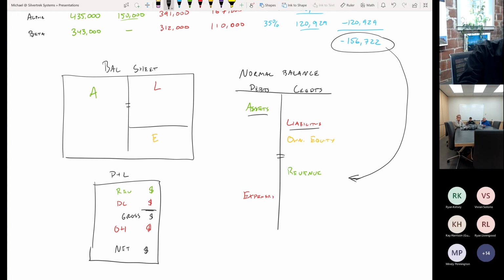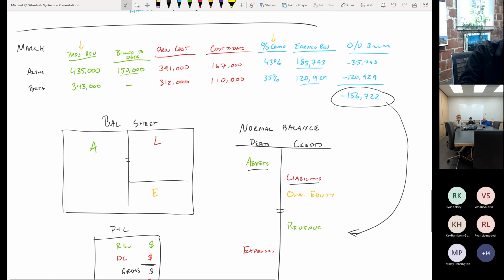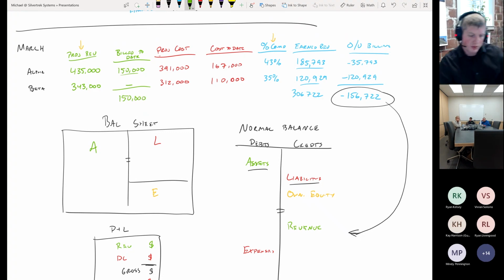So in the case of this $156,000, we can see that we only billed 150, and yet we were supposed to have billed a total of, what's 185 plus 120? I guess I can do the math here on my other screen. 306. So our total billings was 150, and our earned revenue, what we should have billed if we'd gone based on earned revenue, was 306. The difference was that 156,000.